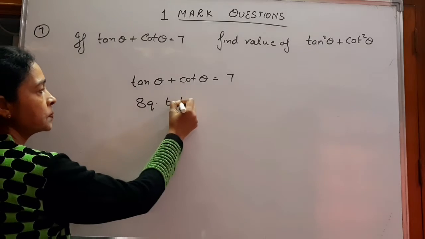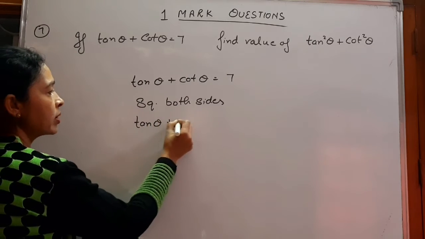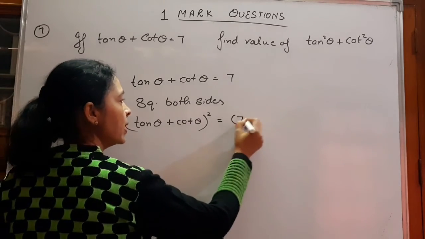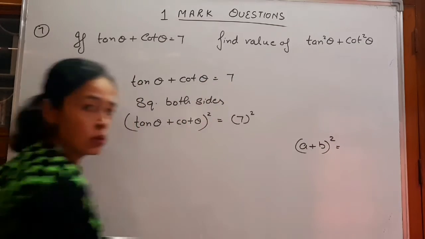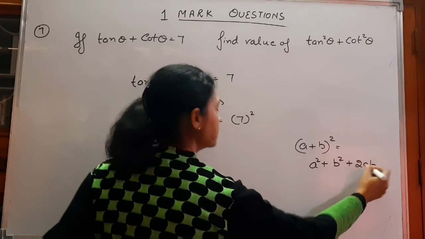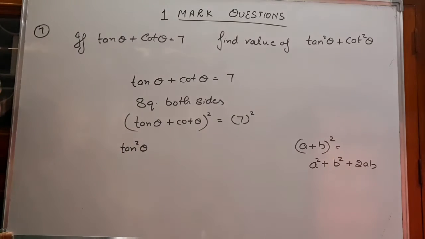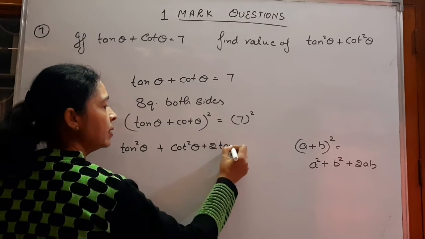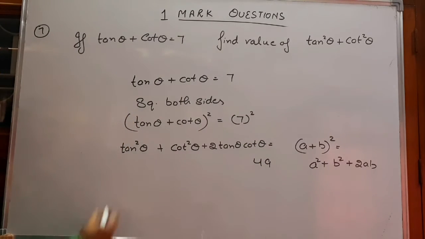Squaring both sides, we have (tan theta plus cot theta) whole square equals 7 square. And what is (A plus B) whole square? (A plus B) whole square is A square plus B square plus 2AB. Here we have tan square theta plus cot square theta plus 2 times tan theta into cot theta, which equals 7 square, 49.